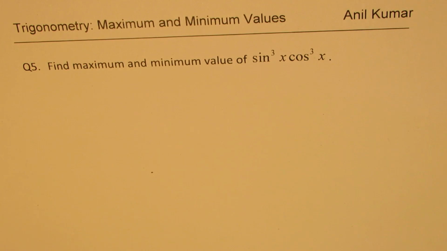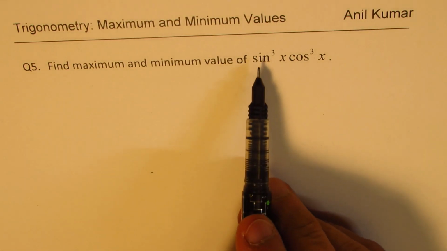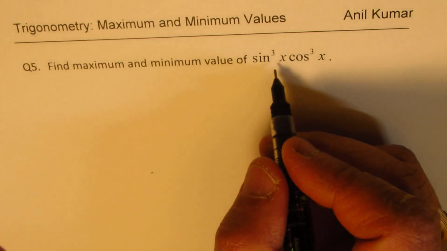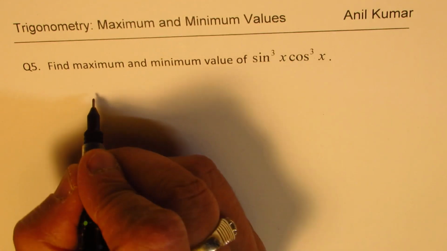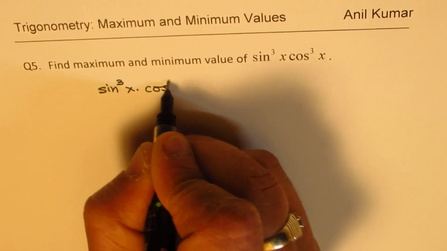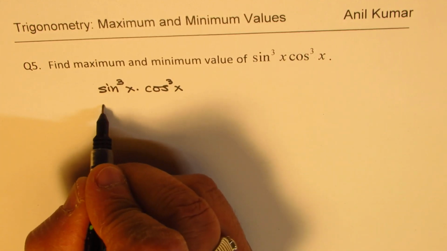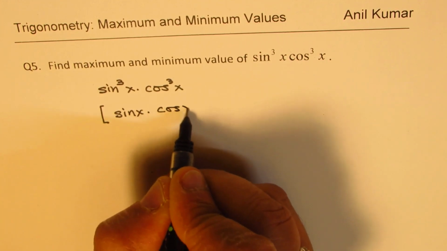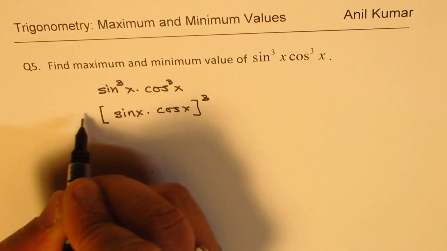Okay, so the last question here is find maximum minimum value of sine cube x times cos cube x. Well, earlier we did square x, right? So this is like just expanding on that concept. So now we have sine cube x times cos cube x, which you will write as sine x cos x to the power of 3, right?